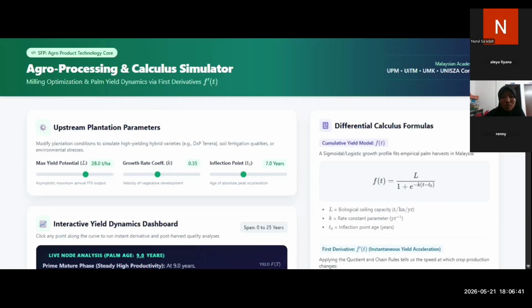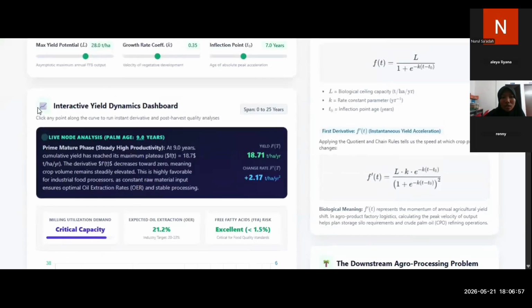By defining these parameters accurately, the system creates a digital baseline of the plantation's physical reality, ensuring that any future projections are grounded in true economic constraints. Secondly, we look at the interactive yield dynamics dashboard. The function of this dashboard is real-time visualization and simulation. Instead of looking at static spreadsheets, stakeholders can use interactive tools to simulate different scenarios.